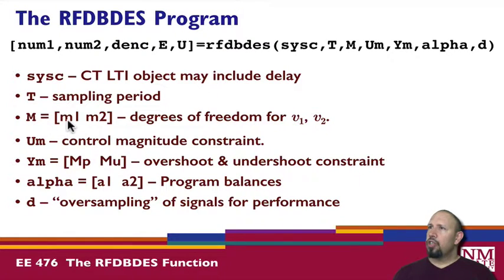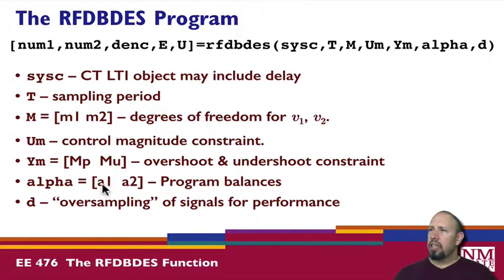Then M is two values, M1 and M2. M1 is the number of coefficients of V1. M2 is the number of coefficients of V2. So M1 is for the performance, and M2 is for the robustness. This tells us how many degrees of freedom we have. UM is the control magnitude. YM is the overshoot and undershoot constraint, so MP and MU go into YM.